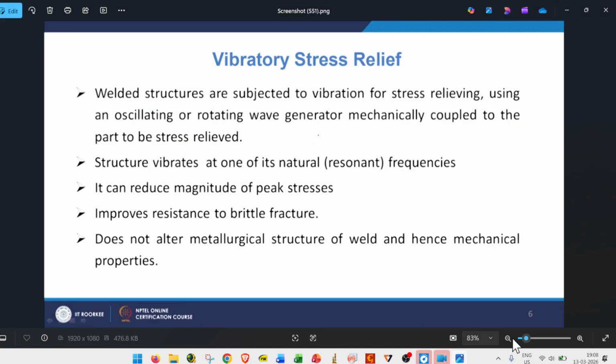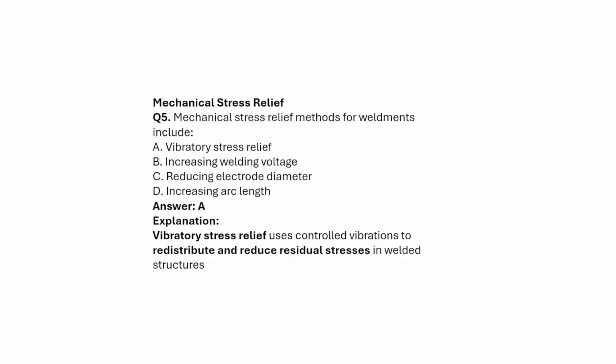As we see here, the weld structure is subjected to vibration for stress relieving, using oscillating or rotating waves generated by a mechanical coupling to the part to be stress relieved. Then the structure vibrates at one of its natural frequencies. It can reduce the magnitude of the peak stresses and improves the resistance to brittle fracture, and does not alter the metallurgical structure of the weld and mechanical properties. So answer will be A. Vibration stress relief uses controlled vibrations to redistribute and reduce the residual stresses in the welded structures.